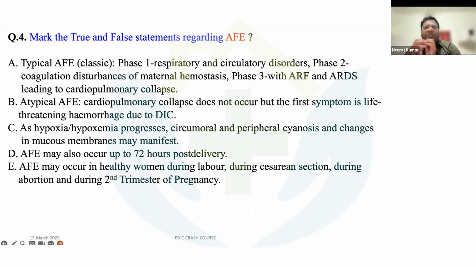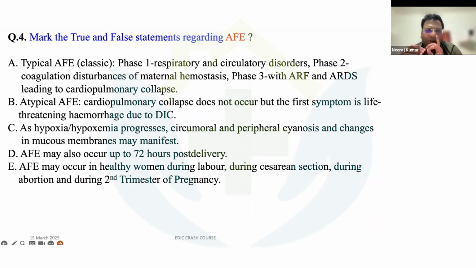Now coming to the next statement regarding amniotic fluid. So I have kept two questions for amniotic fluid embolism. Here the first question is true and false type, and one question is type A type. So there are two types of amniotic fluid embolism: typical AFE, which is also known as classic, and atypical AFE. Typical AFE has three phases.